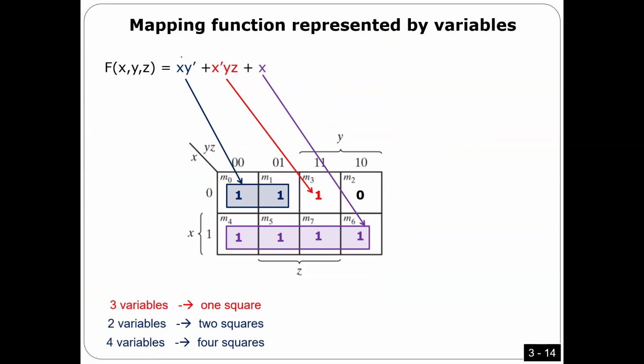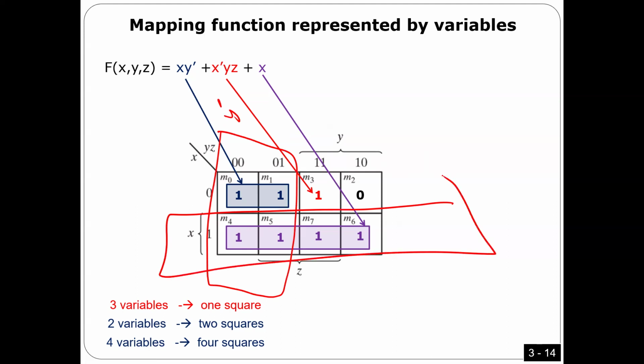Same thing. Let's, for example, look at this one here. This term, xy prime. So again, all squares in the intersection of the area x and the area of y prime should have ones. So y prime is here and x is here. So what is the intersection? Actually the intersection is these two here.